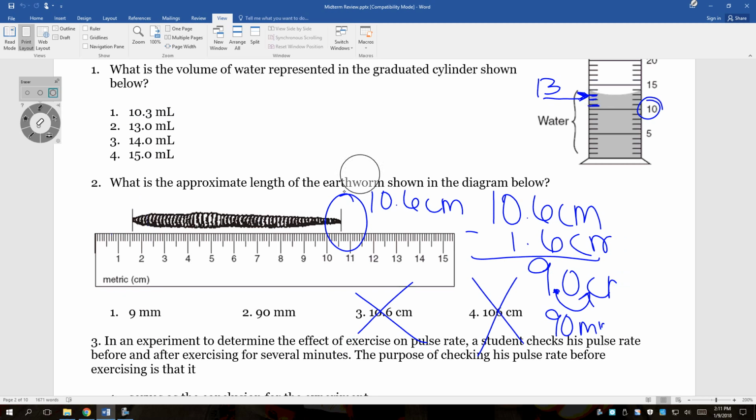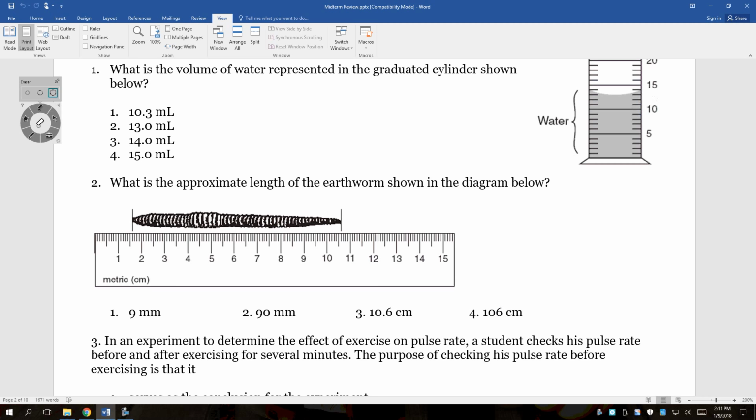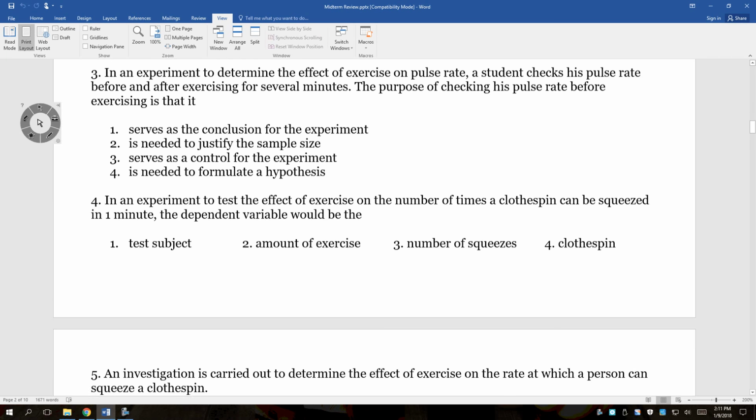All right, scrolling down, what you're going to see is a series of questions about the scientific method. Number 3 says, in an experiment to determine the effect of exercise on pulse rate, a student checks his pulse rate before and after exercising for several minutes. The purpose of checking his pulse rate before and after exercising is that. So why would he want to check it before he exercises? Well, that's a really good question. He's going to want to check it before he exercises because he needs to have a baseline.